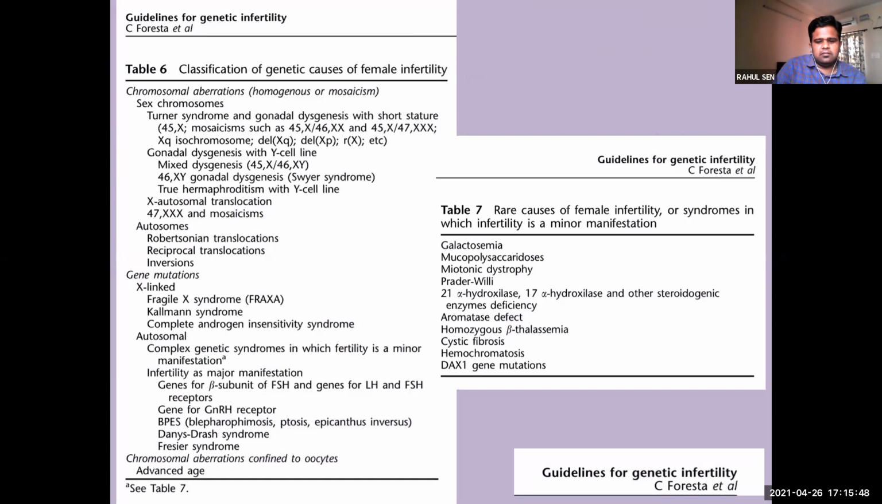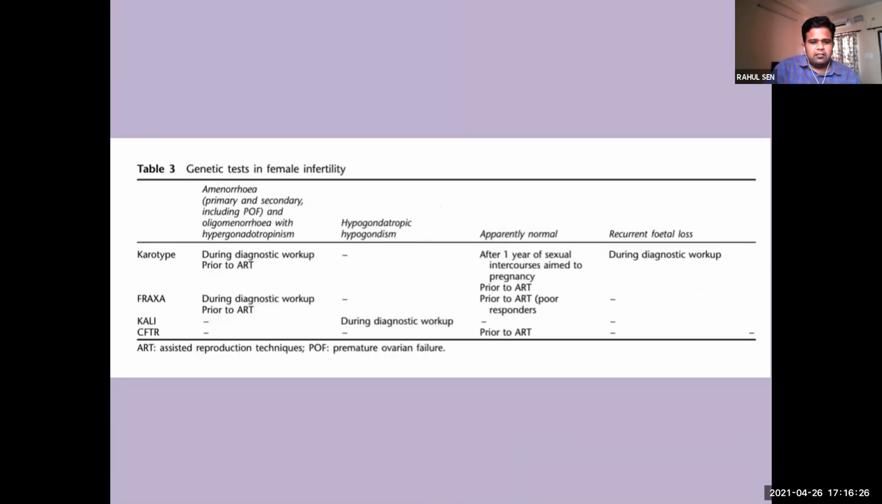And the same paper which we discussed earlier also stated different sets of genetic conditions for female infertility that are related to chromosomal aberrations and gene mutations, and chromosomal aberrations which are confined to oocytes as well. That is the advanced age. That also has a huge role in causing deformity or poor quality of oocyte formation. Again, the tests available for genetic testing for female infertility.